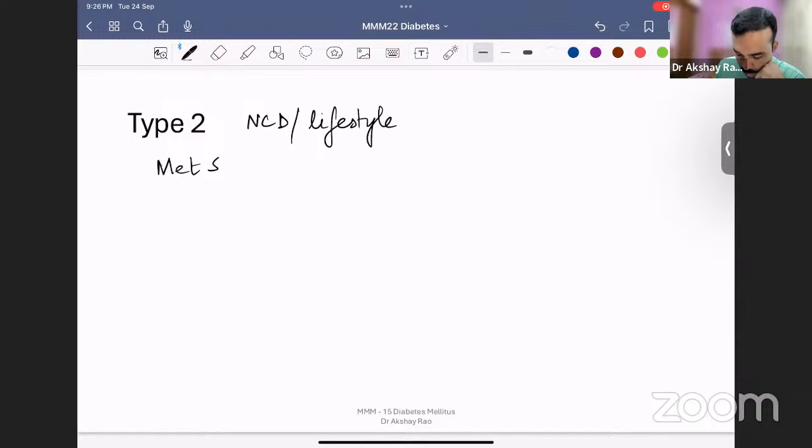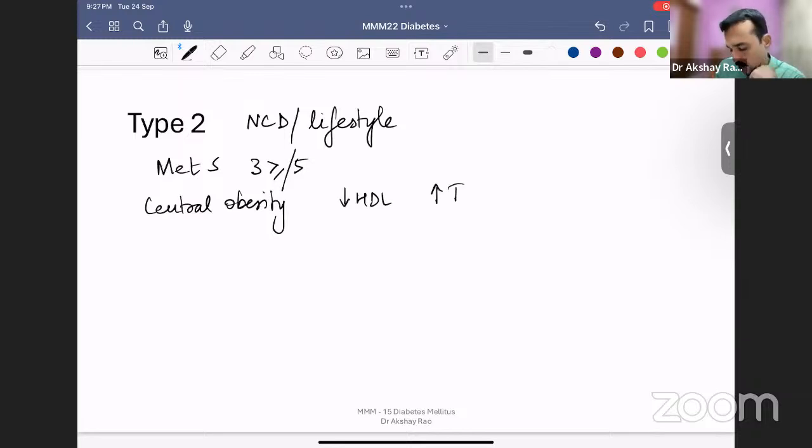What is metabolic syndrome? In metabolic syndrome there should be at least 3 out of 5, 3 or more out of 5. Which are the 5? Either the person should have central obesity, or low HDL, or high triglycerides, high triacylglycerols, or high blood pressure, or impaired glucose tolerance or beyond.